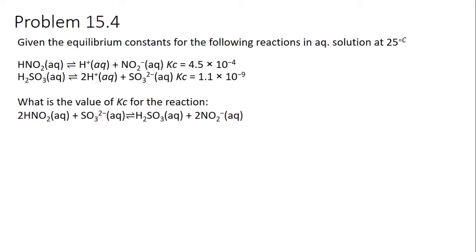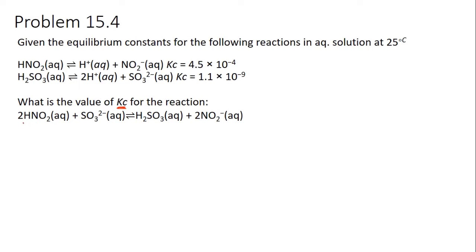For question 15.4, we went over this in class, but just to go over it again, basically you're giving the reactions for two different acids, nitrous acid and sulfurous acid, and their equilibrium constants. And then basically given a third reaction and asked, how can we calculate the equilibrium constant for this third reaction given the first two? And so what we need to do is look at what information do we have in the first reaction and the second reaction, and what do we need in the third reaction.